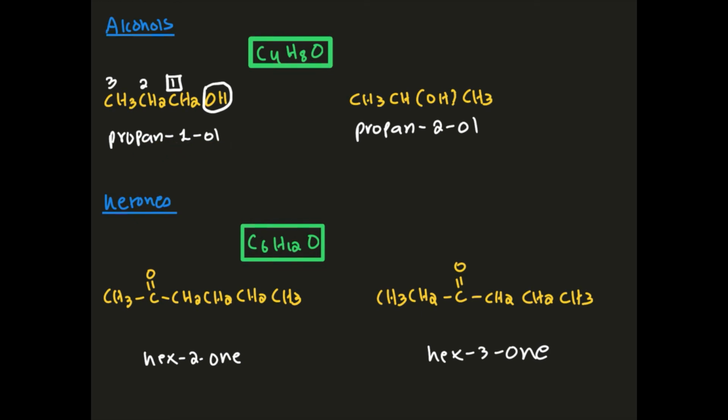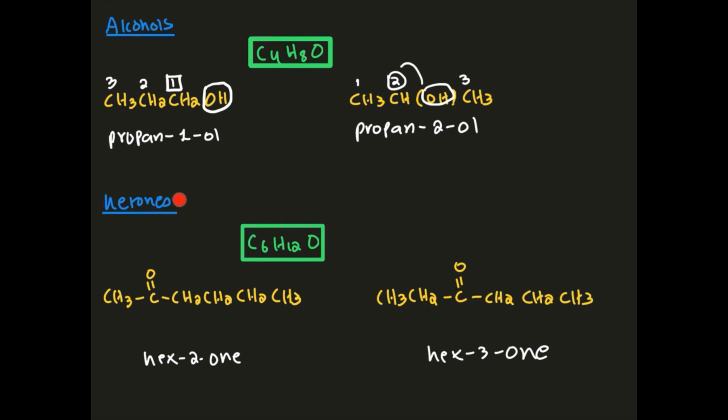Similarly, if you look at the next one and you number the carbons, you're going to see that the OH group is bonded to the second carbon. So this is going to be propan-2-ol. As you can see, the names of these two compounds are different. However, the molecular formula is the same. So these are going to be classified as positional isomers.